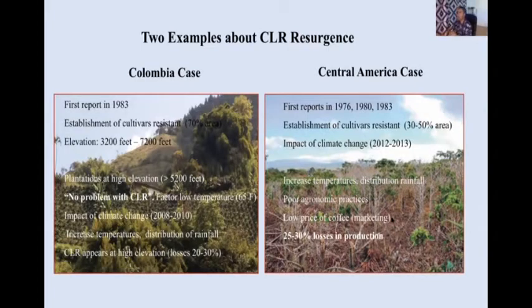And in Central America, between 2012 and 2013, they had some areas with material that is resistant. The increase of temperature, different distribution of rainfall, and also the low price of coffee in the market played a very important role, because farmers didn't pay much attention to agronomic practices. All of these factors together may increase the infection and severity, and they lost a lot of production in all of Latin America, between 25 and 30%, and this is really a lot.